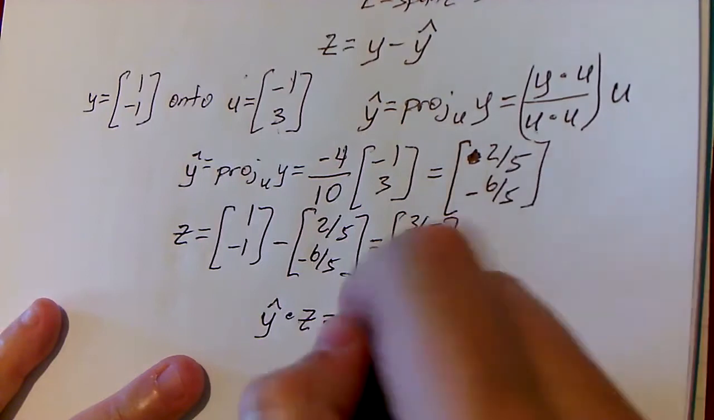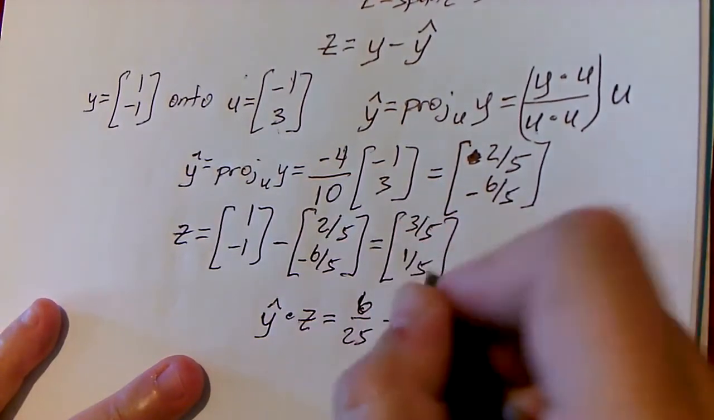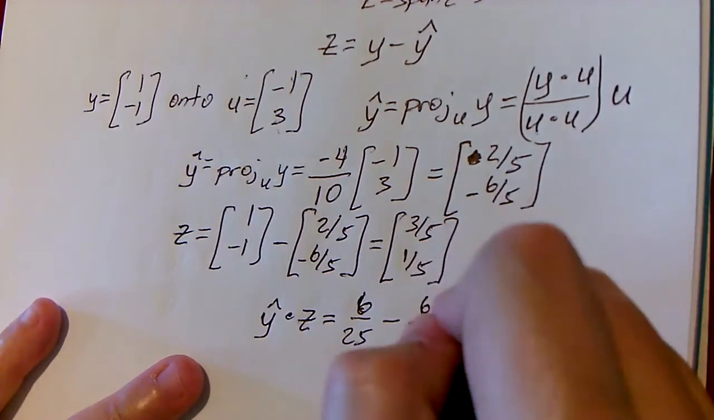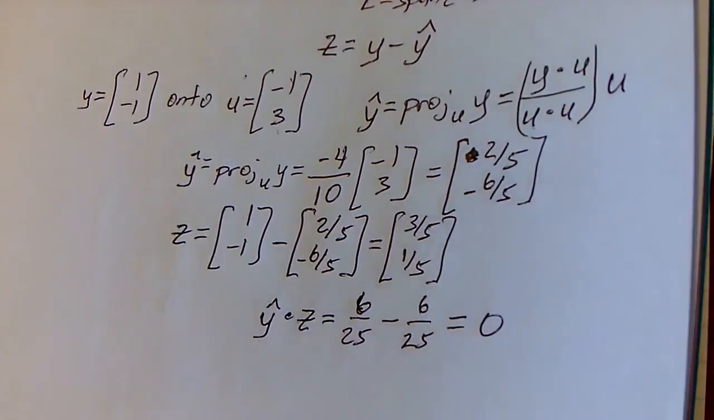And now if you look at this, if I do y hat dot z, I'm going to get 3/5 times 2/5, that is 6/25, minus 6/25, because 1 times 6 is 6, and 5 times 5 is still 25. And that would be 0. So notice that y hat and z are orthogonal, just like we wanted them to be. Okay? So that is an orthogonal projection.